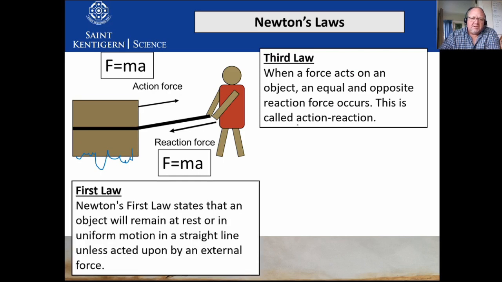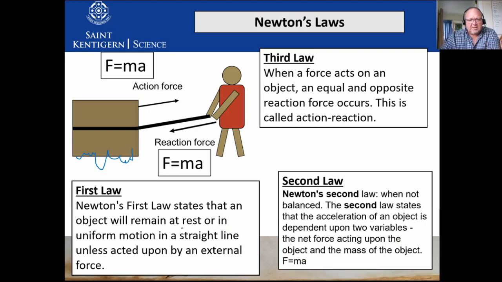Now just to remind you, Newton's first law said that an object will remain at rest or in uniform or constant speed in a straight line unless acted upon by an external force. Something doing nothing will keep on doing nothing unless an unbalanced force acts on it. Something that's going at a constant speed will remain at a constant speed unless an unbalanced force acts upon it.